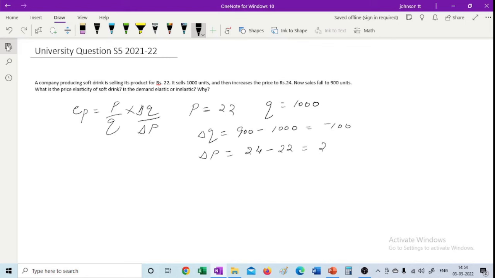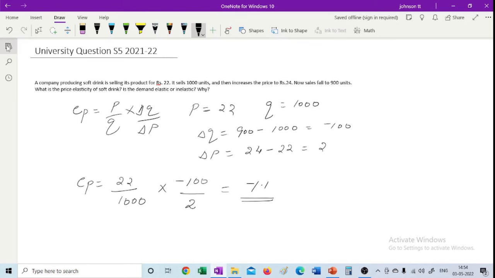So we have got everything. Just substitute the values. EP equals the initial price 22 divided by quantity 1000, multiplied by delta Q, minus 100, divided by 2. While solving, we get the answer minus 1.1. This is the answer, minus 1.1.